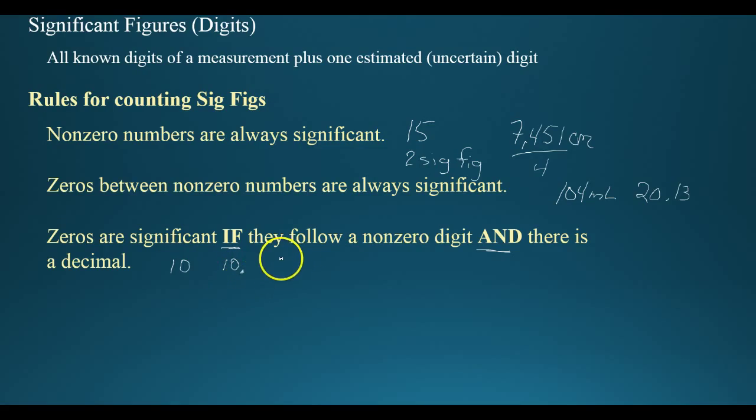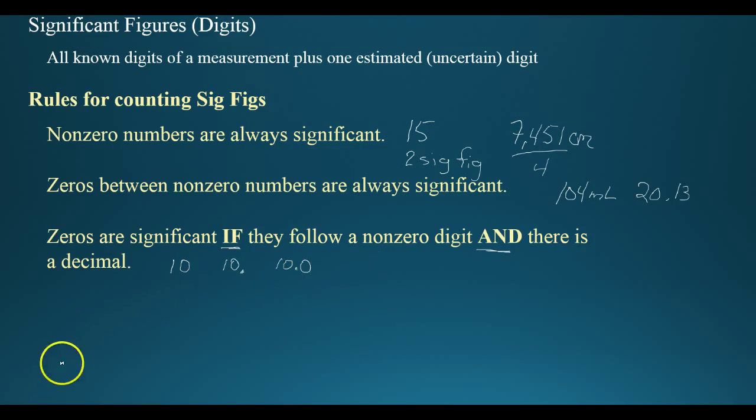If I add another 0 and I have 10.0, this 0 after the decimal is also significant. So any 0 that follows the non-zero digit and you have the use of a decimal is going to be significant. So in this case we have 1 significant figure in 10, 2 in 10 with the decimal point, and 3 in 10.0 with the decimal.